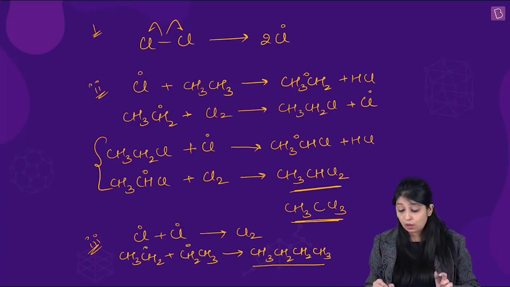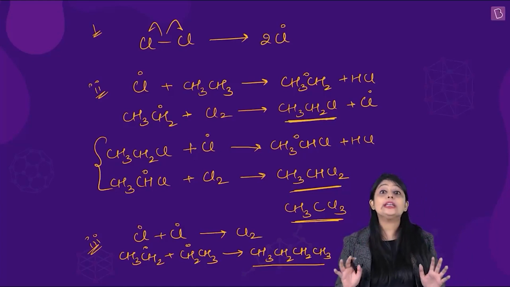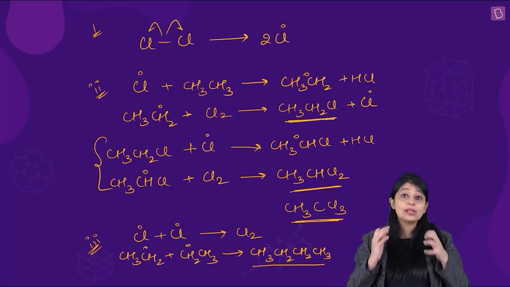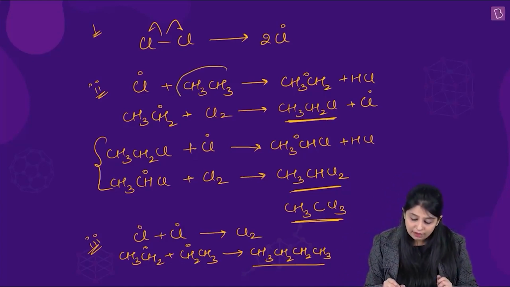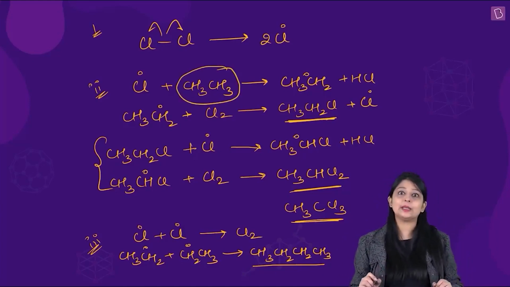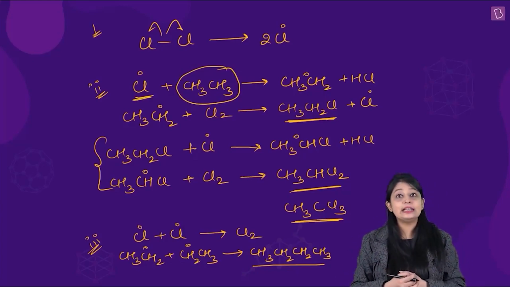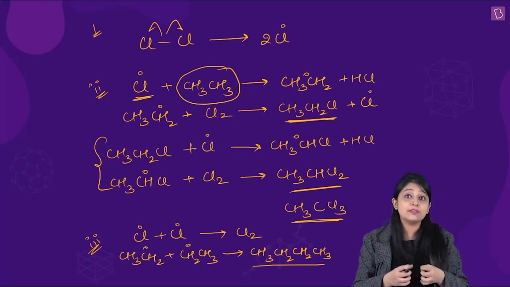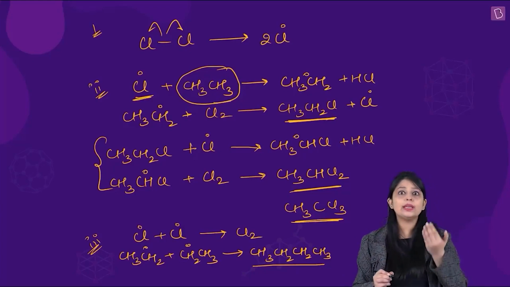However, we need to know how we can increase the yield of chloroethane. Right. So how can we do that? Okay, let me propose to you something. If we have high concentration of ethane present in the reaction mixture, then the possibility of this Cl free radical to abstract hydrogen from ethane will increase.